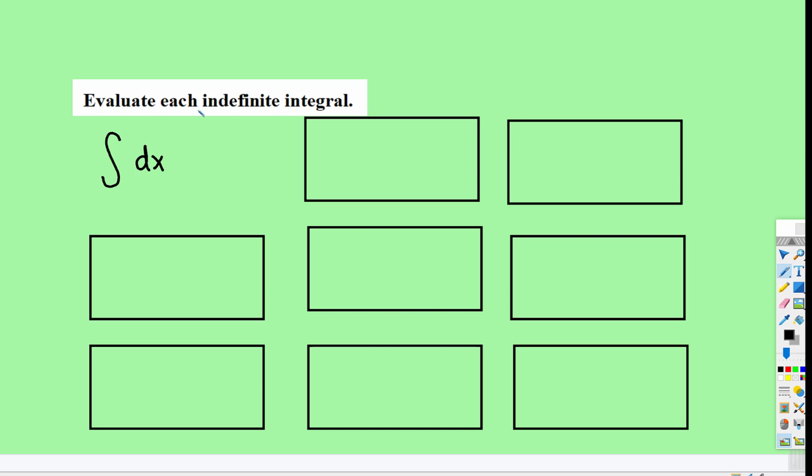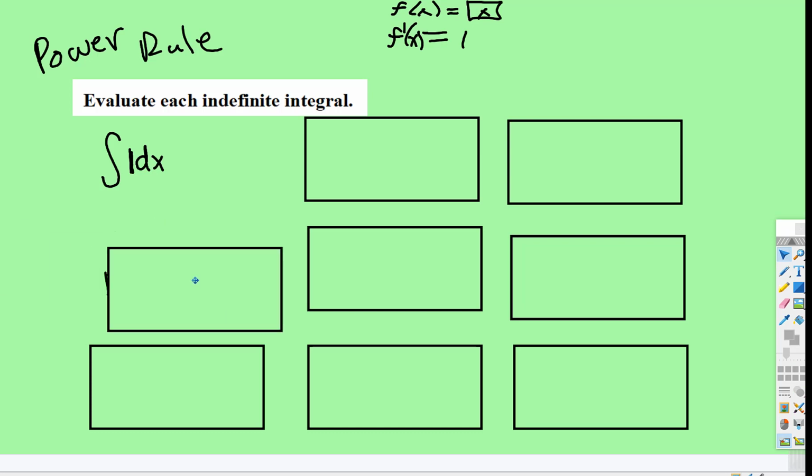Okay, this first says evaluate each indefinite integral, and how I'm going to start teaching you about anti-differentiation is we're going to be talking about the power rule. So if you see a function that looks like this, the integral symbol dx, there's an invisible 1 right there. And then you have to ask yourself, what function's derivative is 1? What original function? Well, x is.